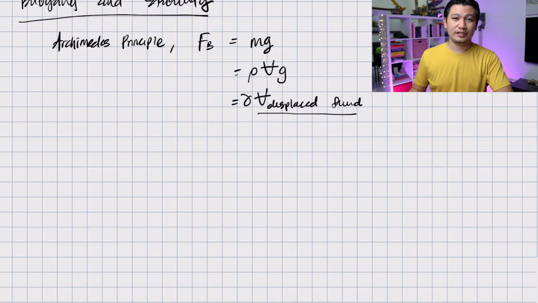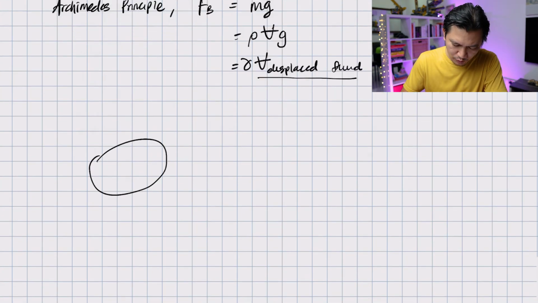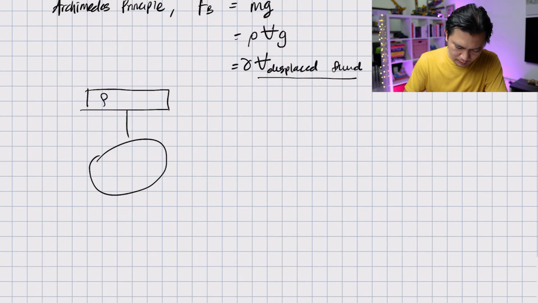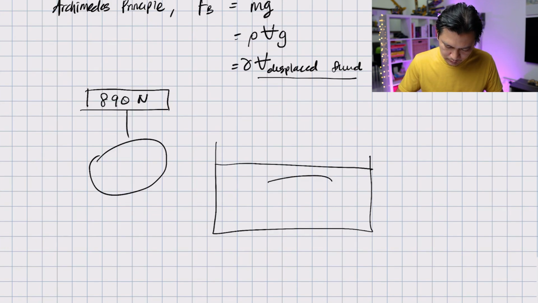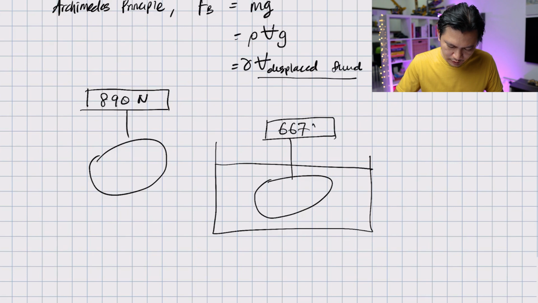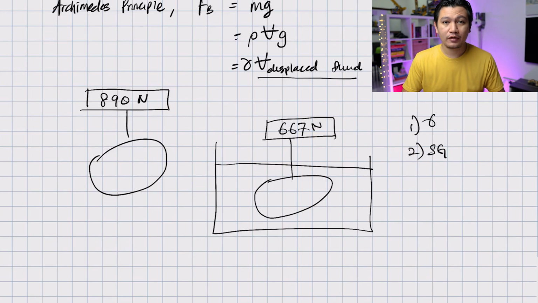Now, let me give you an example. Let's say an object weighs 890 Newton. But when this object is submerged underwater, the weight is now 667 Newton. Now the question is, what is the specific weight and what is the specific gravity of that particular object?